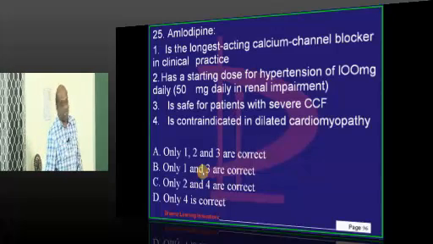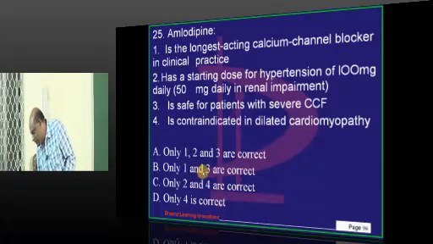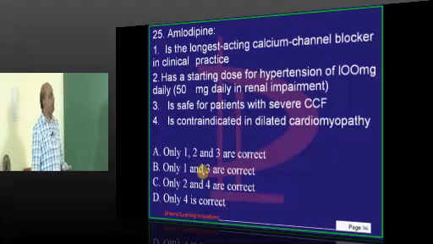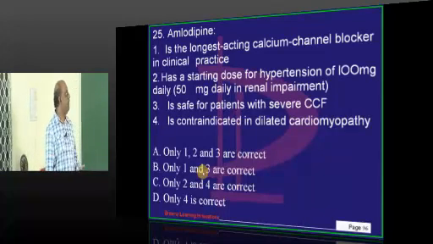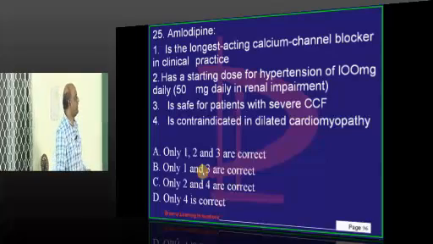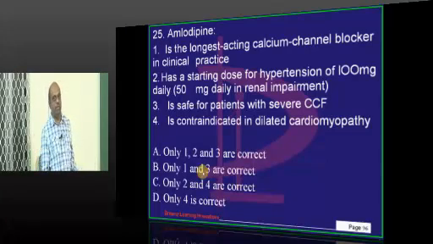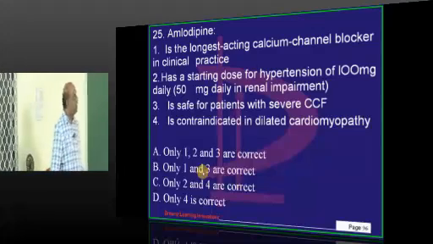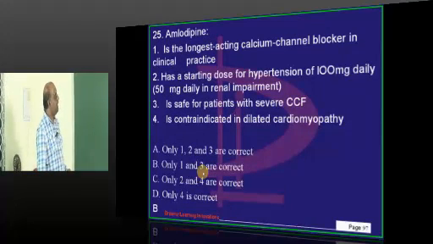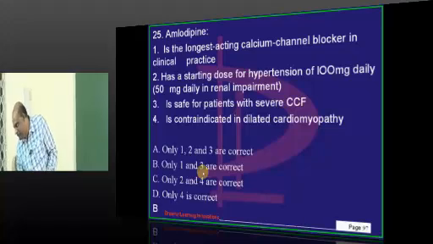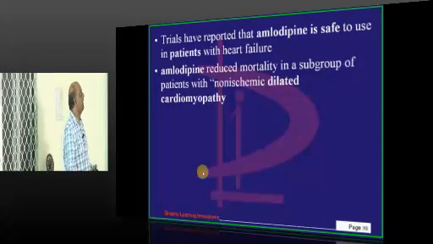Yes. Question number 25. Jasmeet proposes C, which is 2 and 4. Any other answers? Nursing Reddy proposes 1 and 3. Quite 2 different opposite poles. Nursing Reddy is absolutely right, which makes 1 and 3, which are true. That's good.